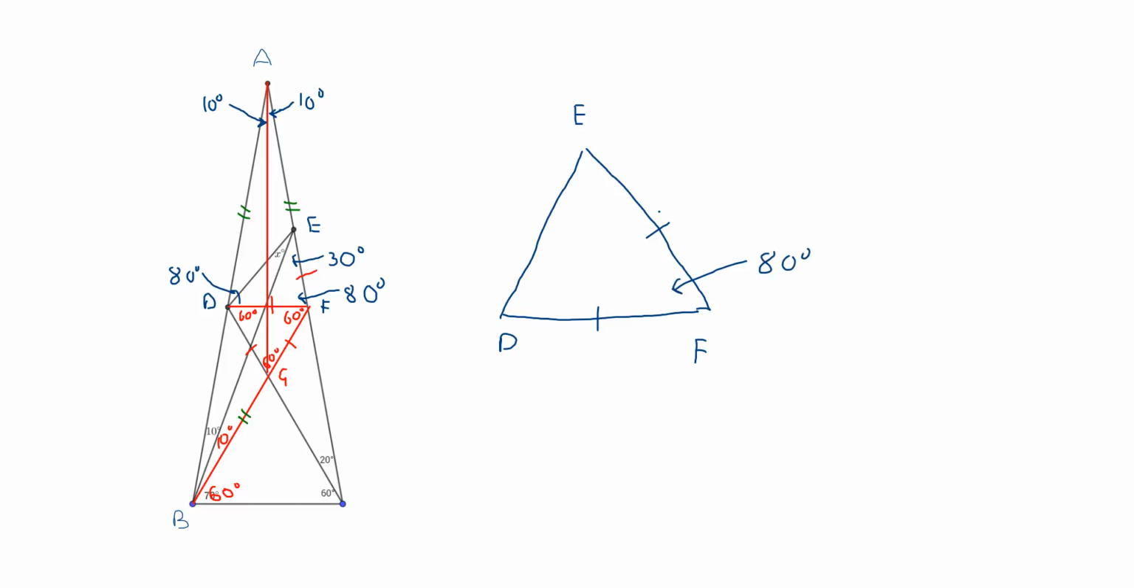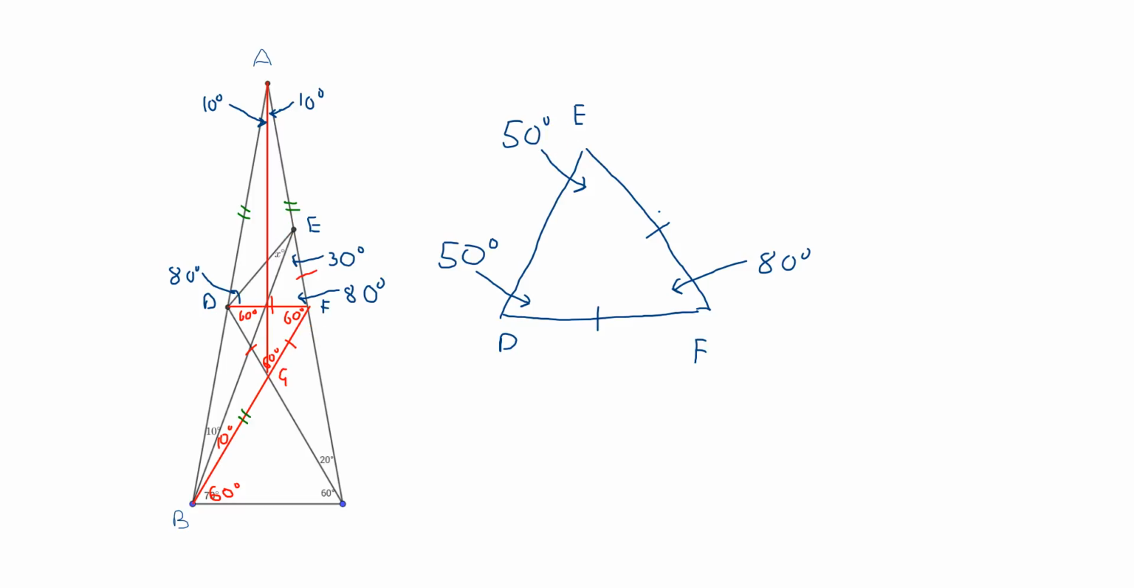But as this is an isosceles triangle, these angles must be the same. So if this is 80, they've got 100 degrees to share between them. So that must mean they're 50 each. So this one is 50 degrees, and this one is 50 degrees. So back on our original triangle now, I can see that angle DEF is 50 degrees. There it is.